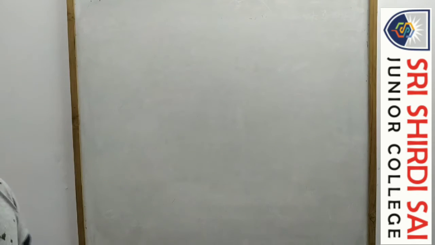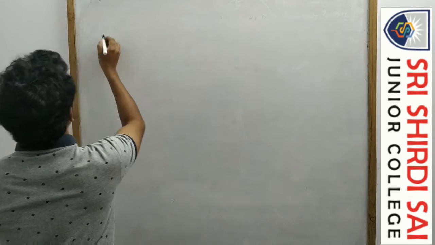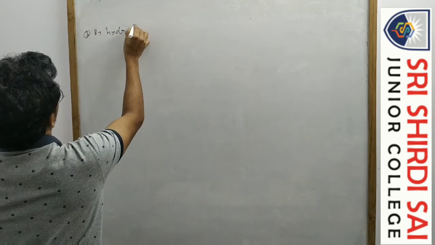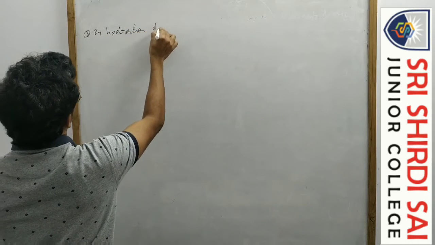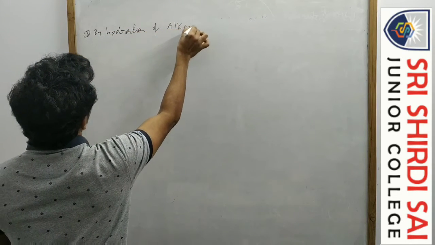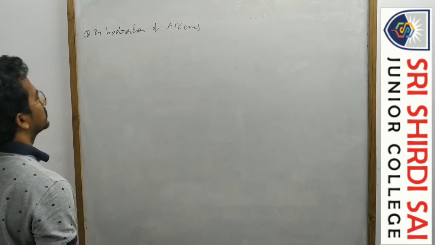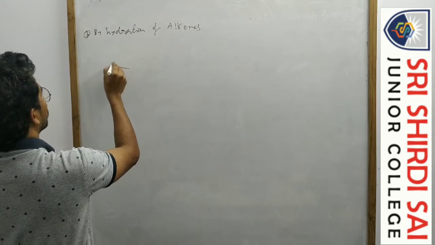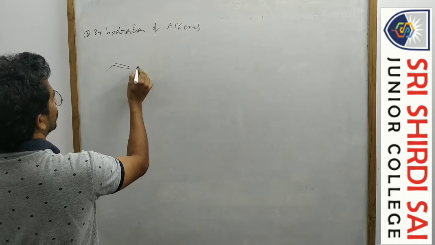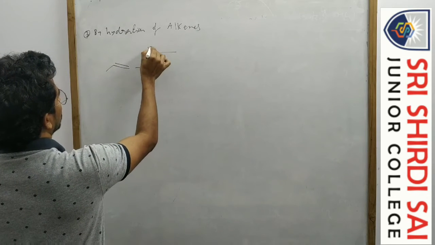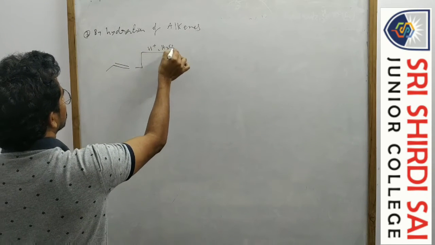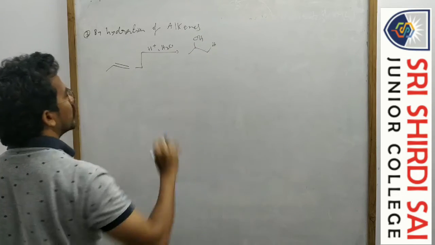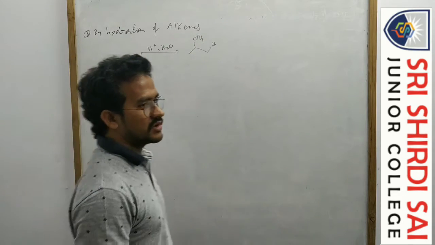So I will just remind you of those examples. Second method, hydration of alkenes. Here in this case, propene on acid catalyzed hydration gives Markovnikov addition of water.